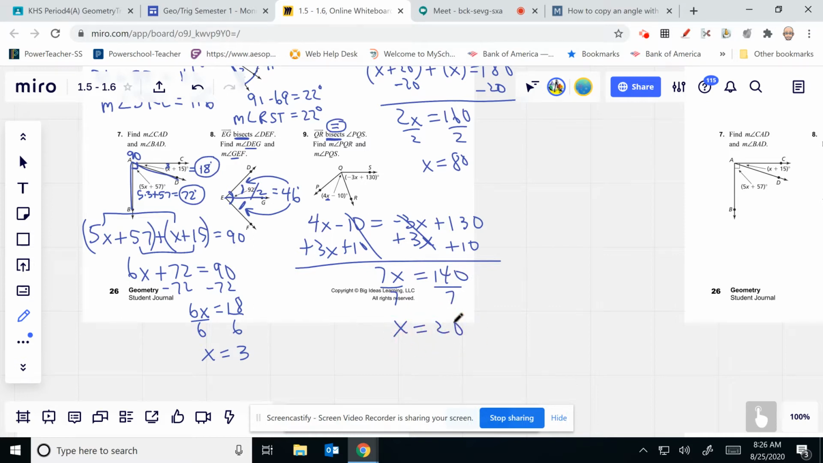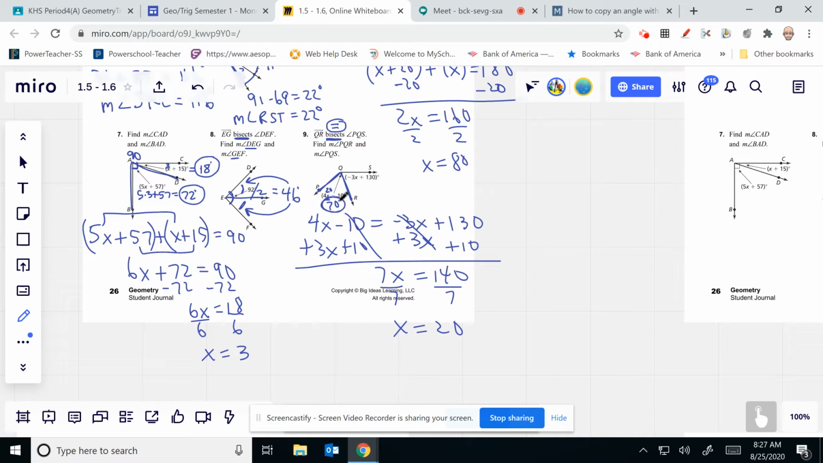And it wants us to find PQR. This is this first angle right here. So if I put in a 20, 4 times 20 is 80. 80 minus 10 is 70 degrees. Okay, so that's 70 degrees.